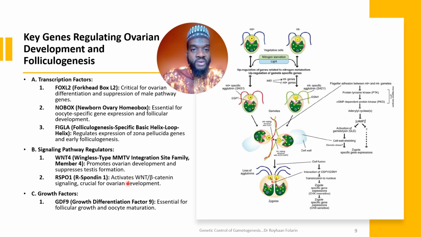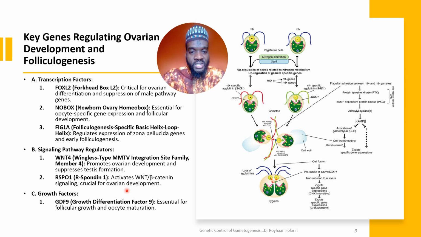Next is the RSPO1, and that stands for R-spondin1. Okay, and the RSPO1 is associated with ovarian development and is involved in the regulation of the Wnt signaling pathways we just mentioned. So proper Wnt signaling is essential for normal ovarian development and the maintenance of female reproductive function. So there you have the RSPO1. Crucial for ovarian development. And then the third category is the growth factors.